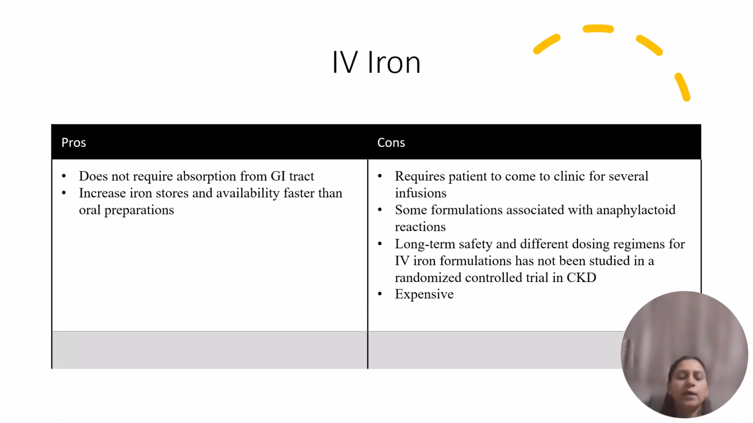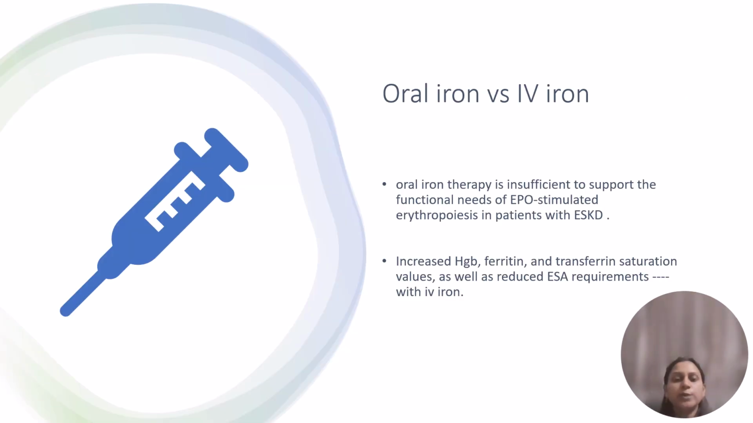So the pros of IV iron is that it does not require absorption from the GI tract. It increases the iron stores and availability faster compared to oral iron. The cons are that, of course, the patient has to go to the clinic or the dialysis unit, and these cause anaphylactic reactions, and it is expensive. Of course, whenever there is active infection, we should not be giving iron supplementation in any form, either oral or IV. So which one is better, oral iron or IV iron?